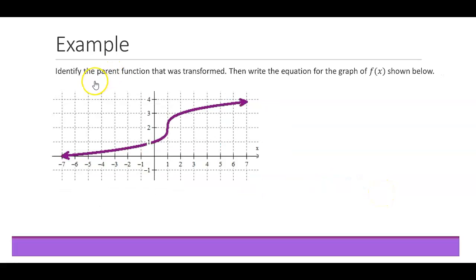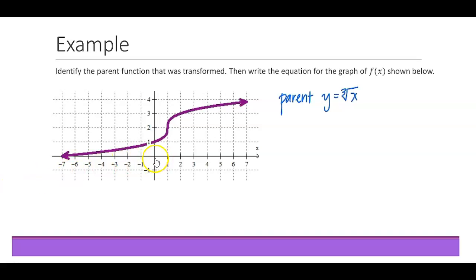In this example, we'll do the same thing, identify the parent function that was transformed, and write the equation for the graph of f of x shown. So here we have to recognize that the parent function shown is the cube root of x. So we'll go ahead and say that the parent function is y equals the cube root of x.